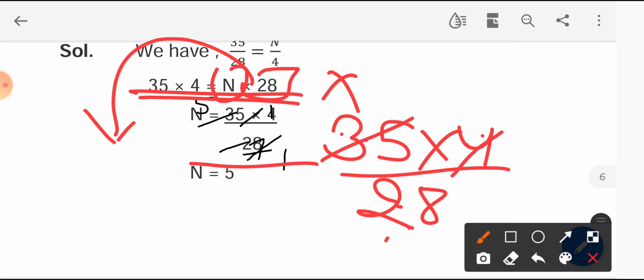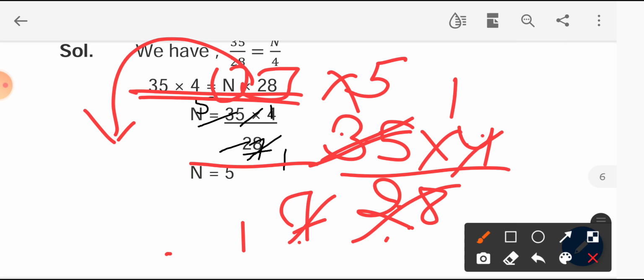So if we take 4 ones are 4, 4 sevens are 28. Now how many numbers are left? 35 and 7. So 7 ones are 7, 7 fives are 35. It means the numerator is equal to 5.